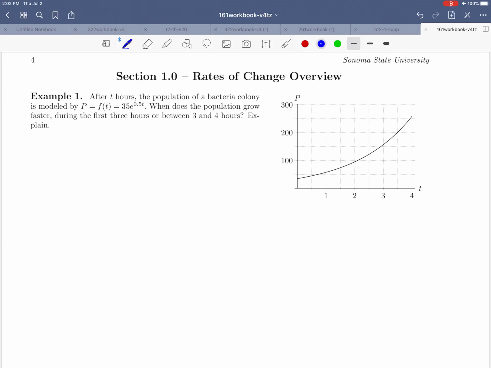Welcome to section 1.0, Rates of Change. To get us started, let's look at example 1.